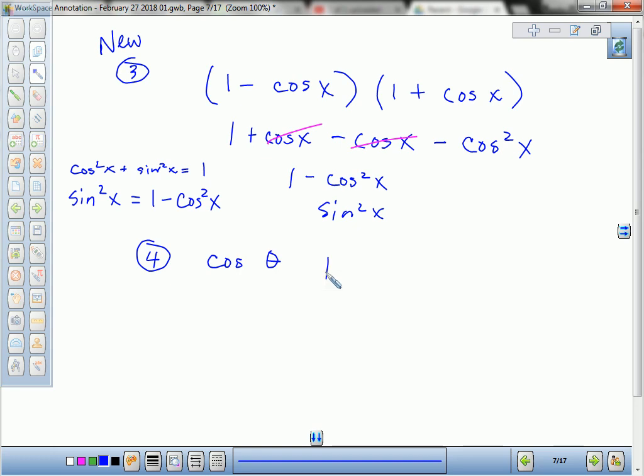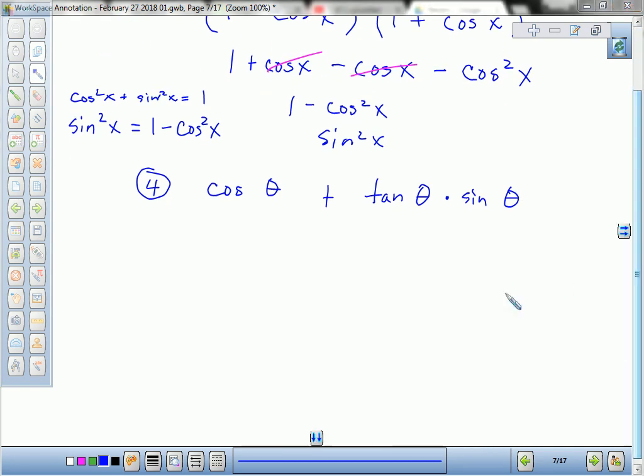Cosine of theta plus tangent of theta times sine of theta. These are so much fun. Alright, so we're going to simplify down to a single trig function. Alright, how can I think of tangent? Sine over cosine. Yes, sine over cosine.